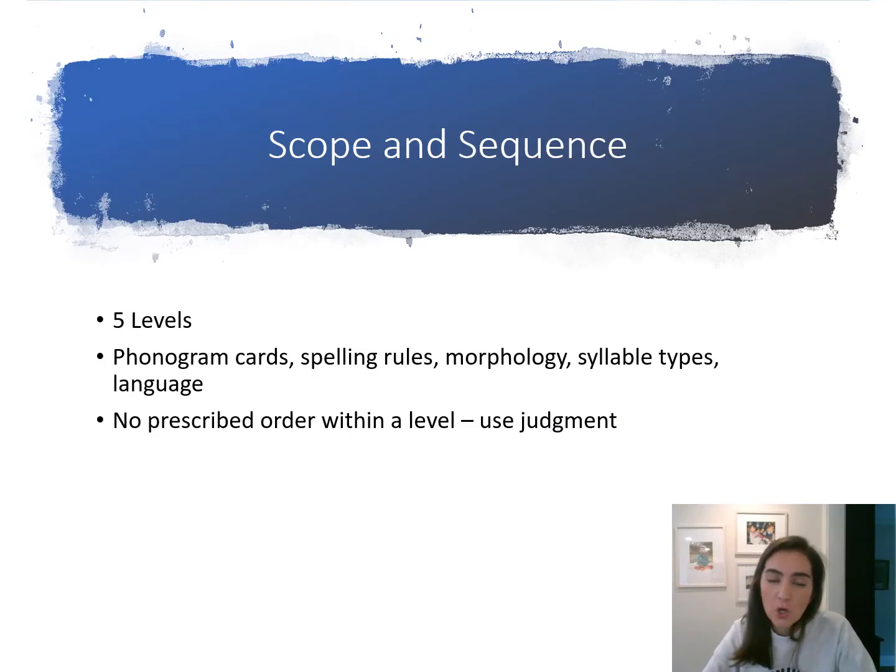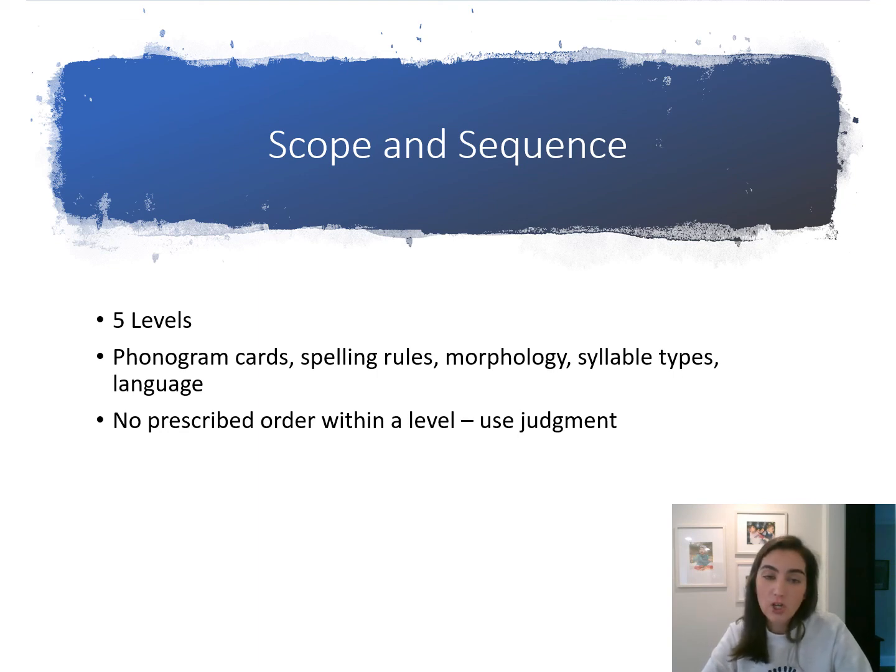So I've referenced a scope and sequence quite a bit. There is not one perfect scope and sequence in Orton-Gillingham or in phonics in general. There's a general progression, but maybe one program does vowel teams first, another program does R-controlled vowels first. One program does blends right from the beginning, another program waits till all the short vowels have been taught and then does blends. So different structured literacy programs, different Orton-Gillingham training programs are going to have some slight differences.